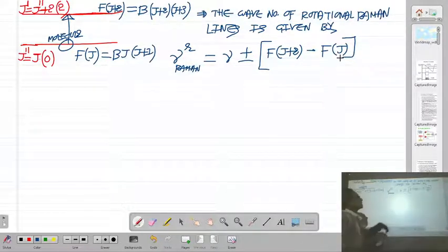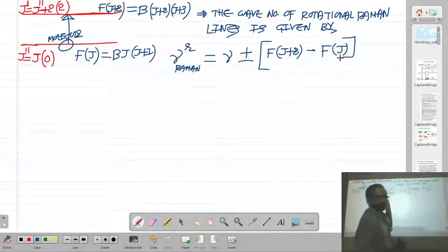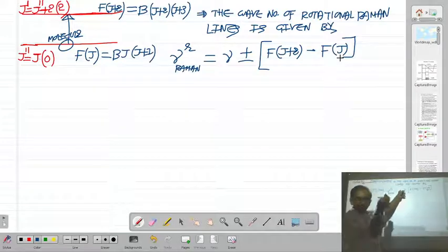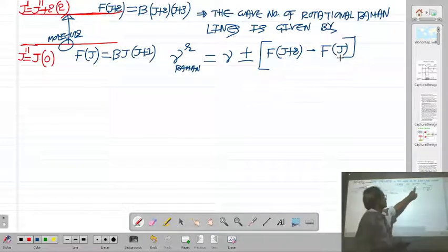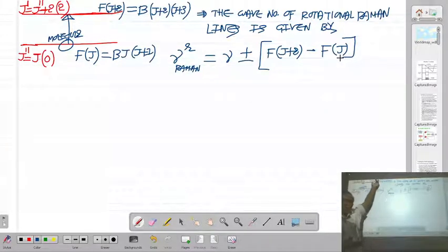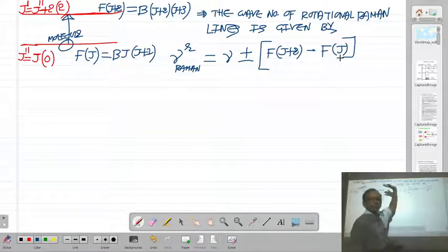So let us calculate the wave number of the rotational Raman lines appearing on both sides of the Rayleigh line. It is given by nu rotational Raman line is equal to nu. What is nu? Nu is the wave number of the Rayleigh line, plus the difference of rotational term values of the upper state and lower state. So the rotational term value of the level j plus 2, Fj plus 2, minus the rotational term value of the lower rotational level j, which is Fj. Using this equation, you can calculate the wave number of the rotational Raman lines appearing on both sides of the Rayleigh line.